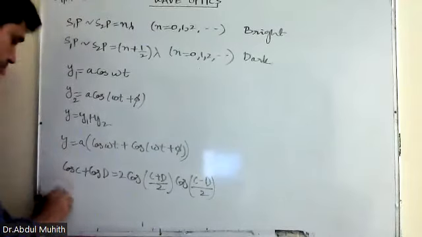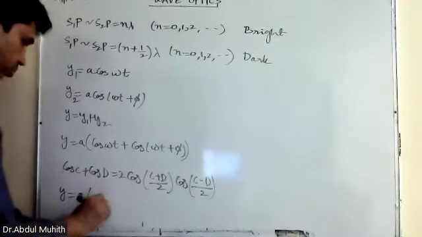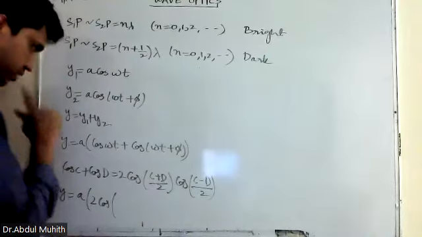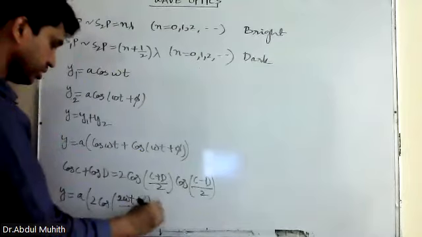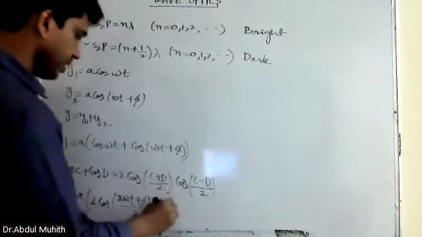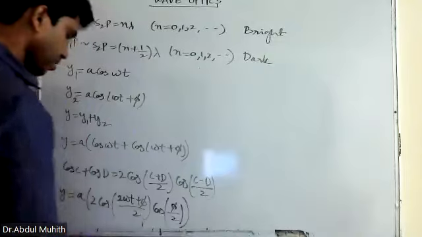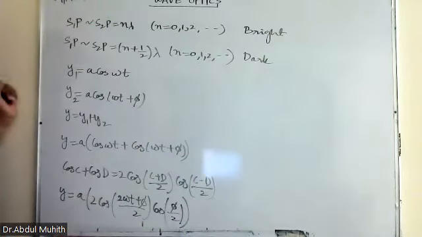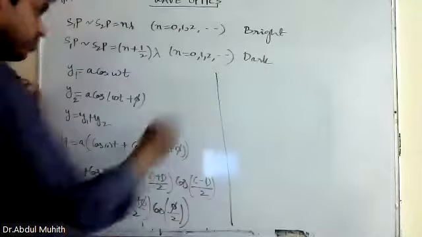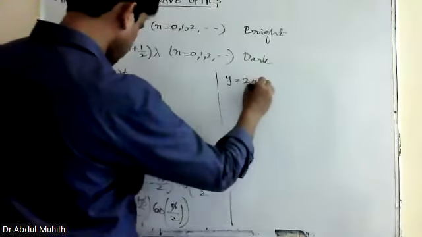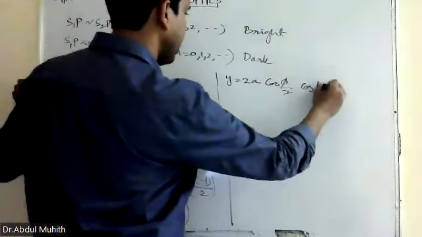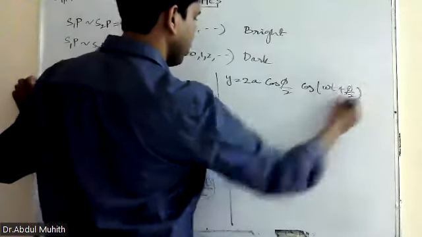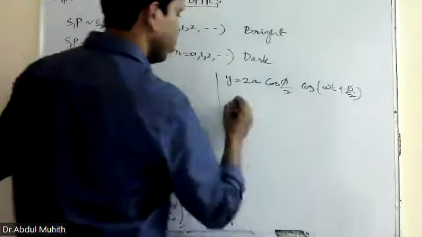So here we have y is equal to A into 2 cos of (C plus D) by 2, that is 2 omega t plus phi divided by 2, and cos of (C minus D) by 2. Omega t minus omega t will go away, phi by 2 will be remaining. So when we solve it, y is equal to 2A cos phi by 2 into cos of (omega t plus phi by 2). So this whole thing will become constant. That is, y is equal to A prime cos of (omega t plus phi by 2).